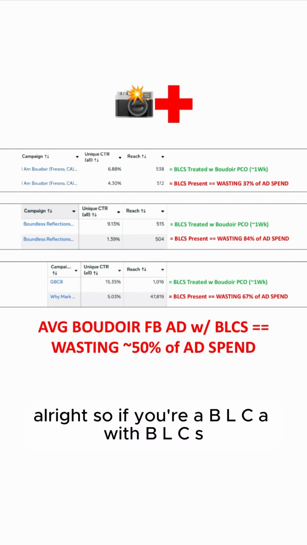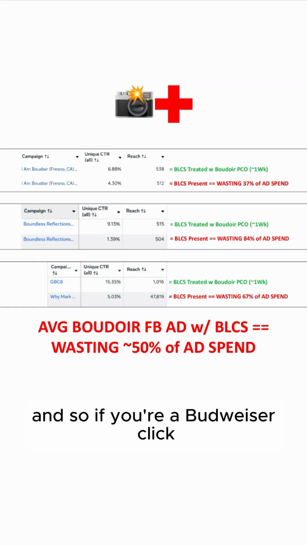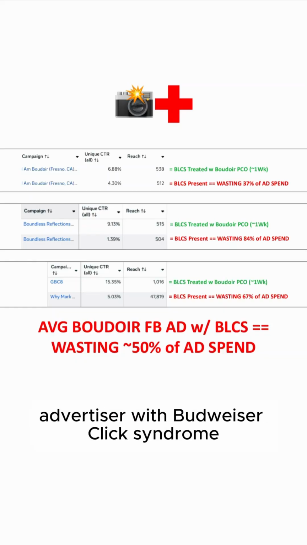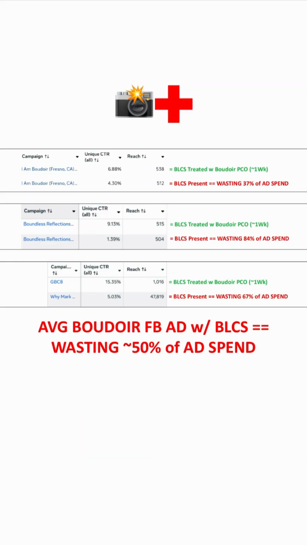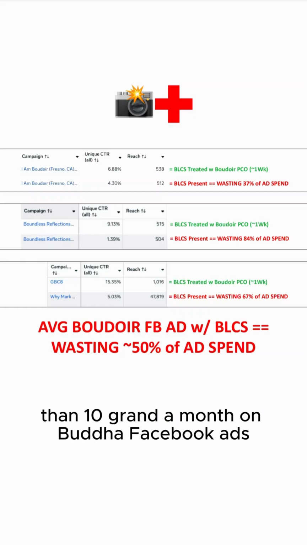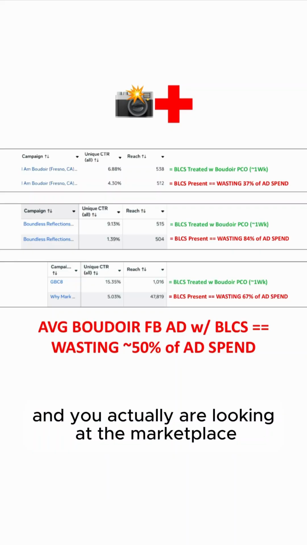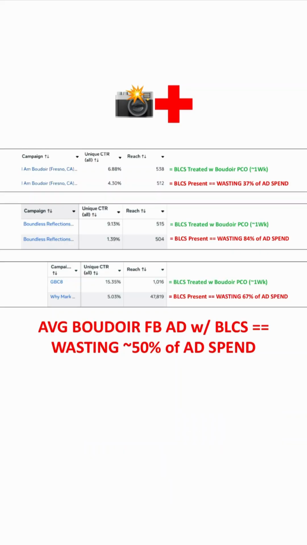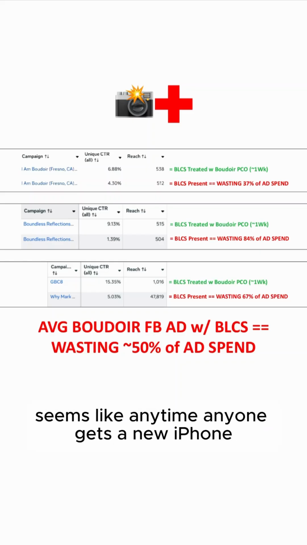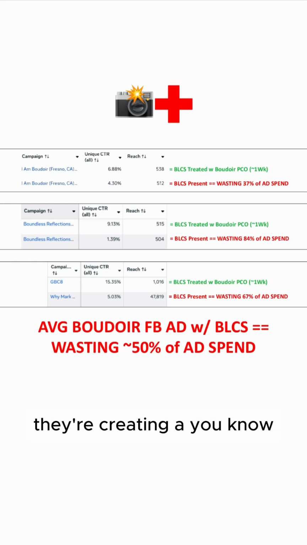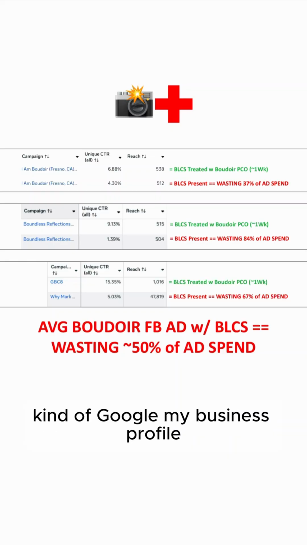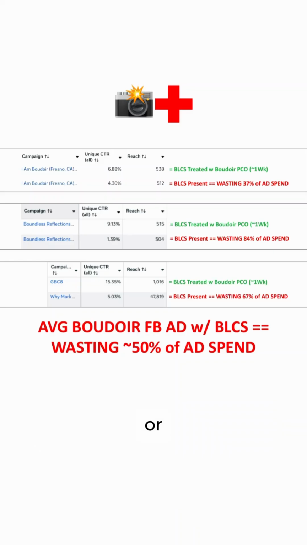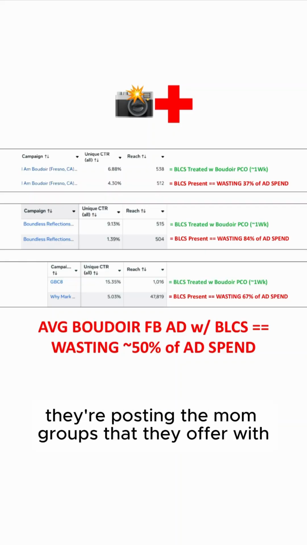All right, so if you're a BLCA with BLCS, so if you're a Boudoir low click advertiser with Boudoir low click syndrome, and you're spending more than 10 grand a month on Boudoir Facebook ads, and you're looking at the marketplace seeing way more boudoir photographers entering the market. It seems like anytime anyone gets a new iPhone, they're creating a Google My Business profile saying they offer boudoir photography now. Or anytime someone gets a new camera, they're posting in the mom groups that they offer boudoir photography now.